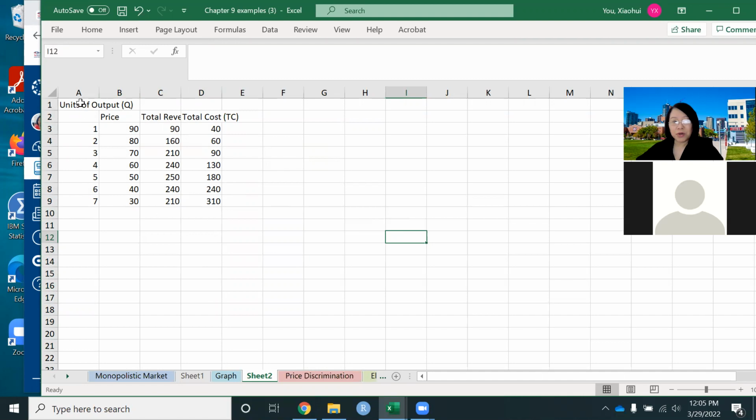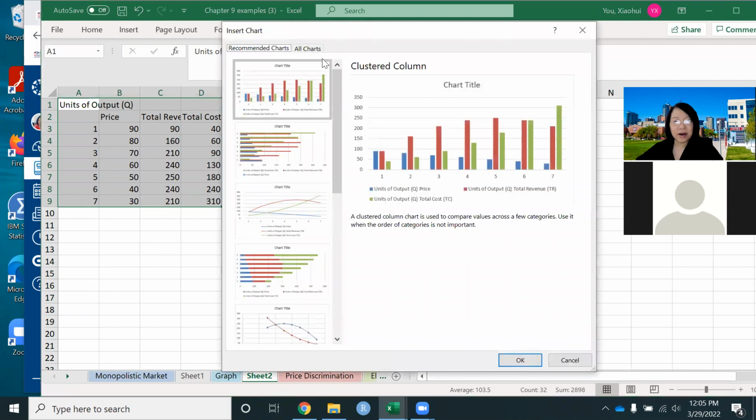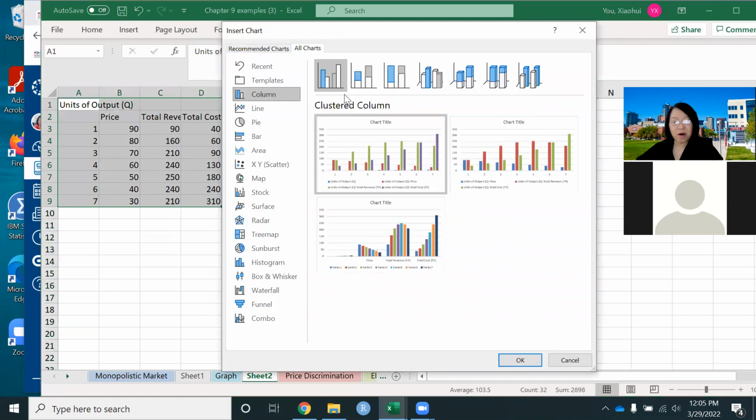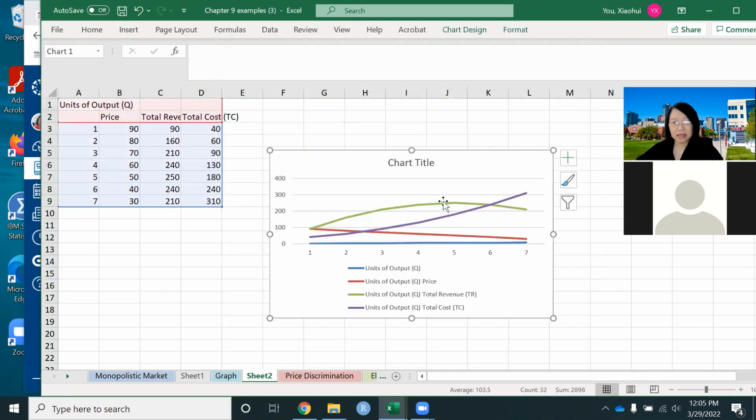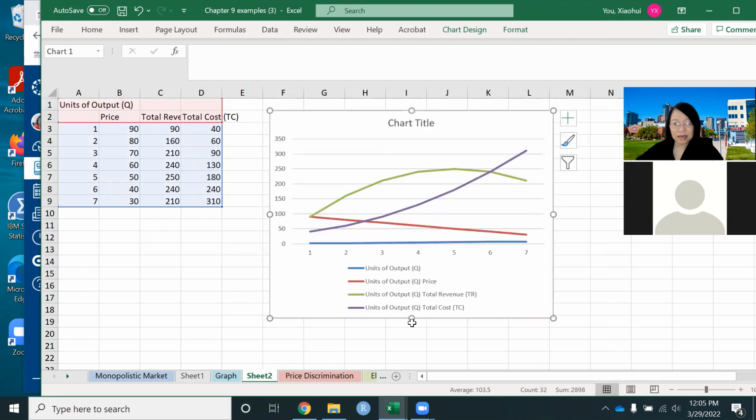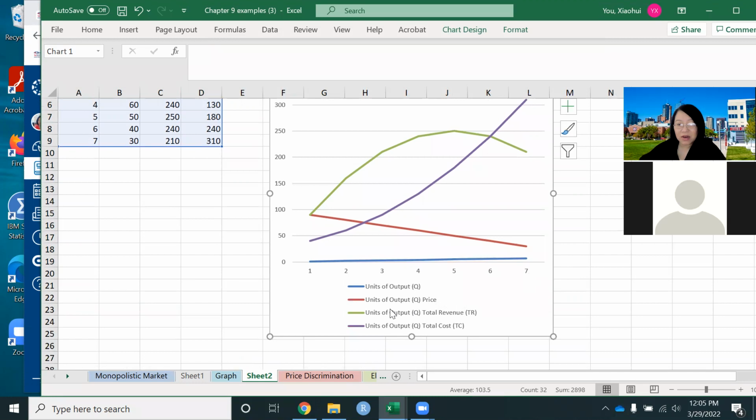So quantity should still be the x-axis. So we'll put it here. And then we insert a graph. Insert a line graph. Since we have more than 2 variables, we can use the line graph. So this one, we just add it. Like this. We can make it larger. So this will be the perfect competitive market.